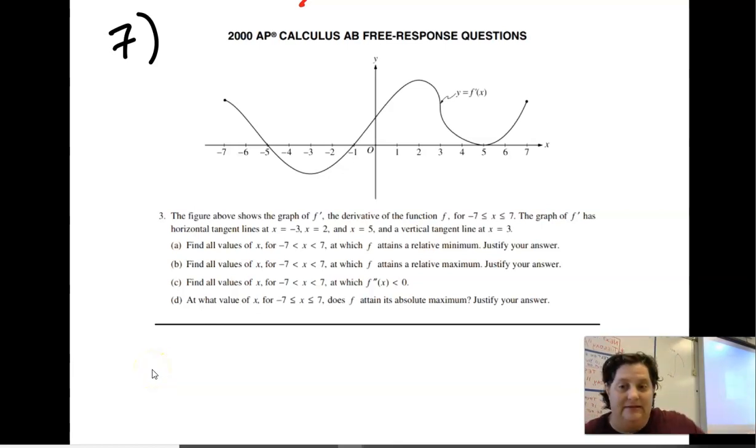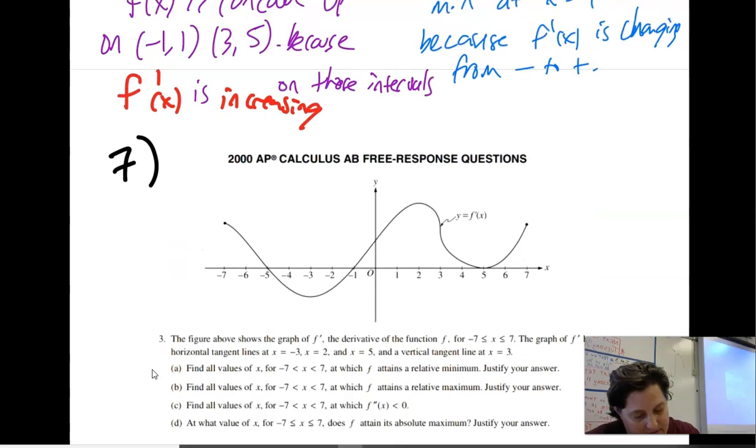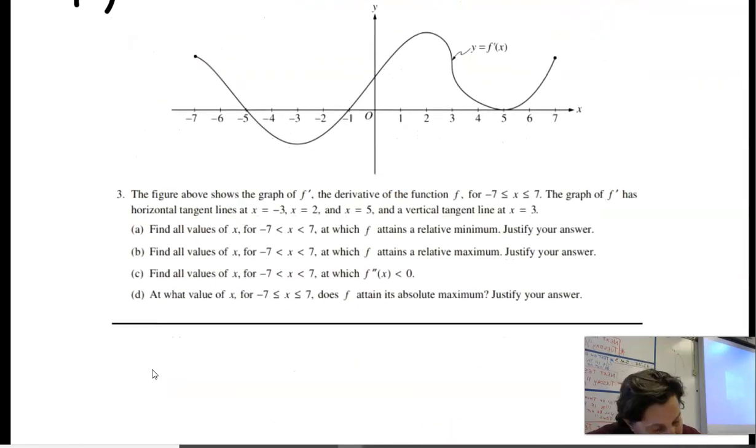All right, you guys, let's get these last two questions. Here we go. The figure above shows the graph of f prime, the derivative of the function. I'm going to pay attention to the fact that it's negative 7 to 7. I can see my points right there, so that's good.